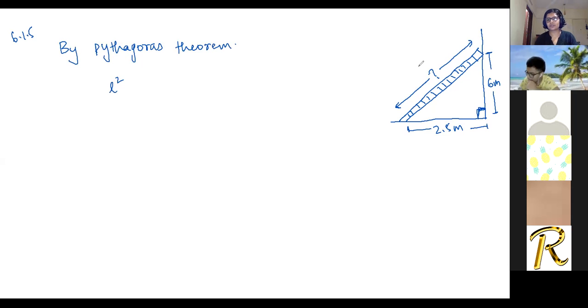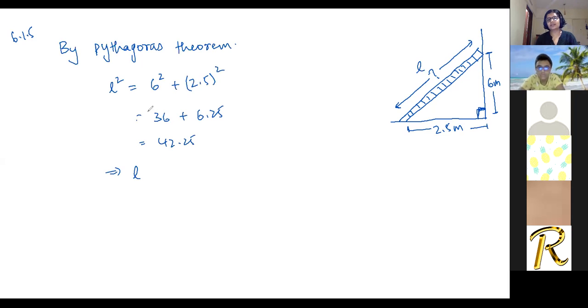L square, so let's call this L, length of the ladder, equal to 6 square plus 2.5 whole square. That is 36 plus 6.25, so 42.25. Now this is the point you guys shouldn't forget, you're taking L square ka value here. So L will be root over 42.25. This is not even conceptual, it is purely your focus. Okay. So answer you should get 6.5 meters.